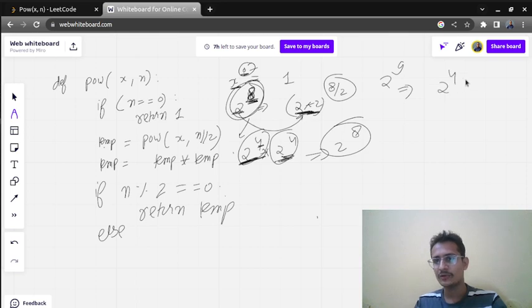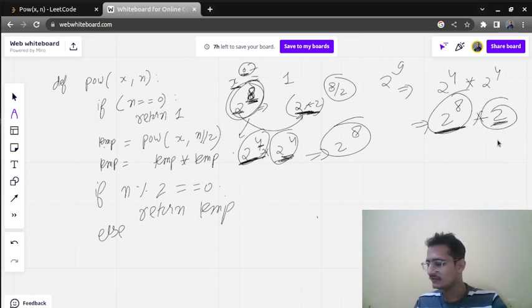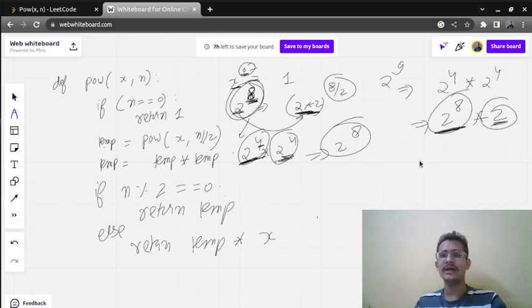So we have calculated 2 to the power 4, 2 to the power 4, it has become 2 to the power 8. So now temp is this. What we need to do is multiply it with x. So we are going to return temp into x. Okay, so our question will be solved here.